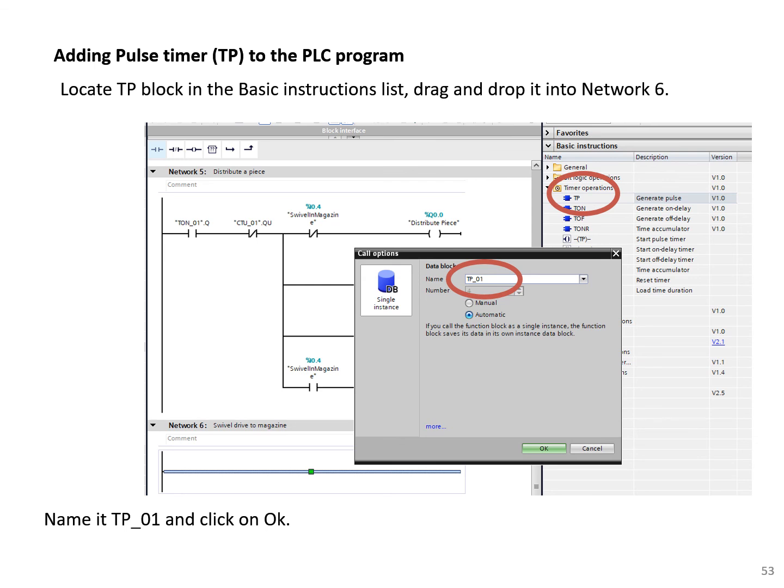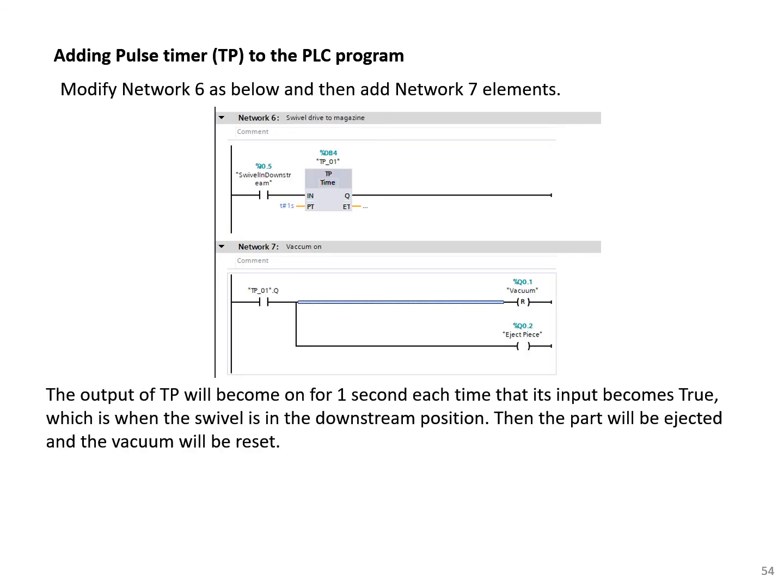Locate TP, this is a pulse timer block in the basic instruction list, drag and drop it to network 6. Okay, so here underneath of timer operation, locate TP and drag and drop it to the network 6 here. And then you will have the call option, give it the name TP01. In the network 6, you have a TP and then you have swivel to downstream.